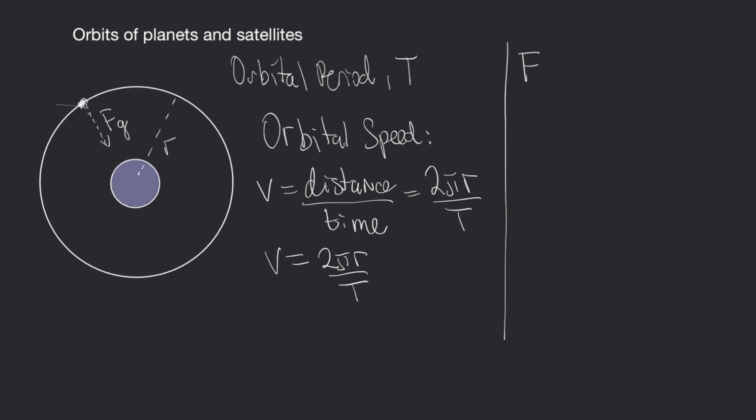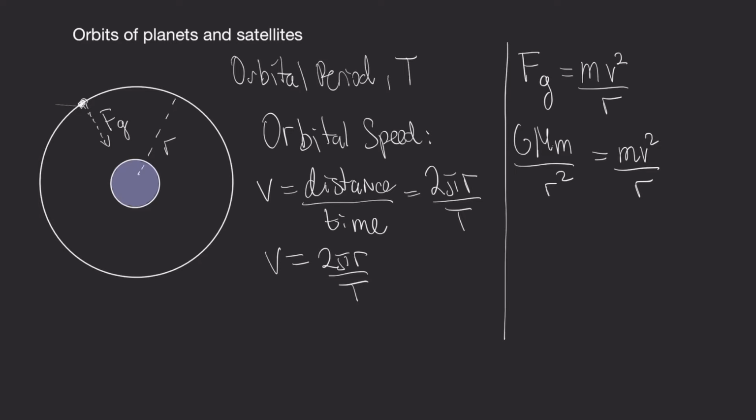So we can say that the gravitational force, Fg, is equal to the net centripetal force. Why centripetal? Because it's moving in a circle. This is essentially just equal to ma, where a is v squared over r. Our gravitational force, GMm over r squared, is going to be equal to mv squared divided by r.